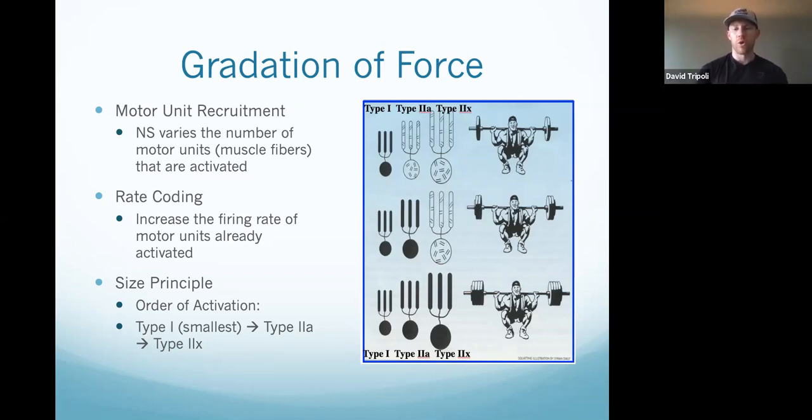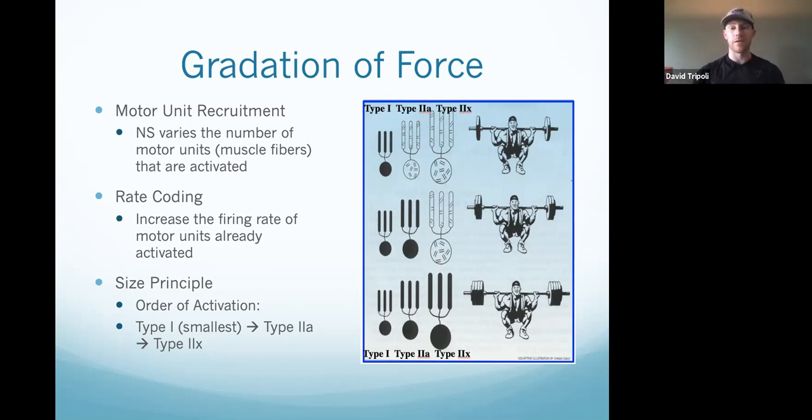So motor unit recruitment. Again, motor units we just talked about. The nervous system varies the number of motor units or fibers that are activated. So if you don't need to activate all of your muscle fibers, it won't activate them all. So let's say I can curl 50 pounds. That's my max. I wouldn't max a bicep curl, but let's just go with it. So I grab a 5-pound weight. I already know I can do this. My bicep isn't going to activate all of my muscle fibers to get that 5 pounds up.